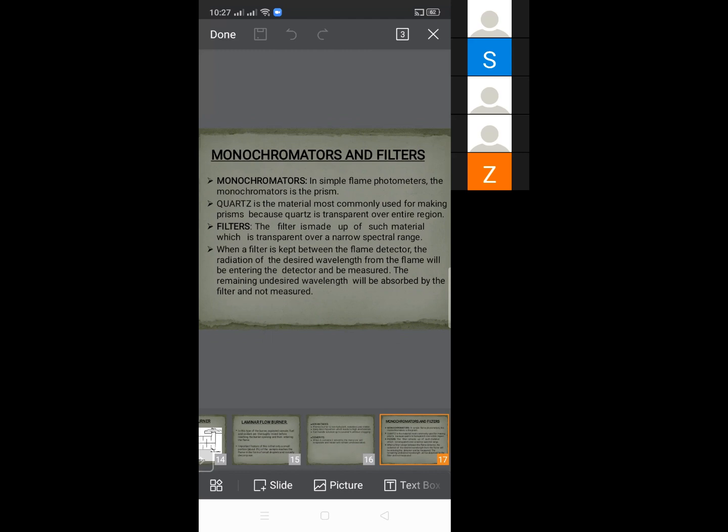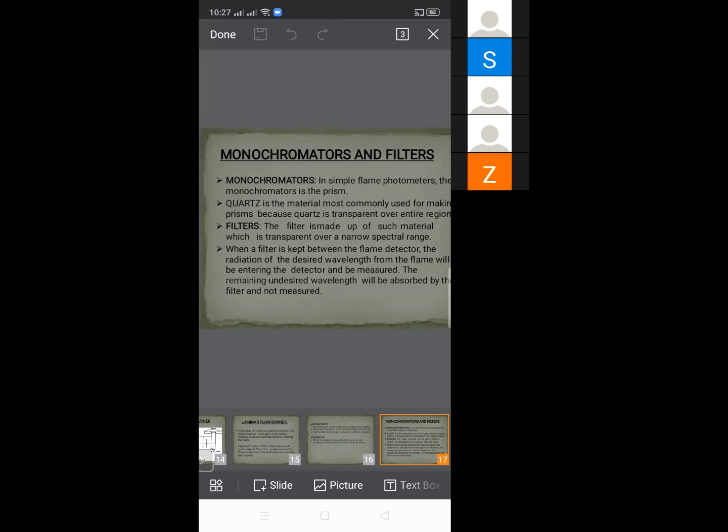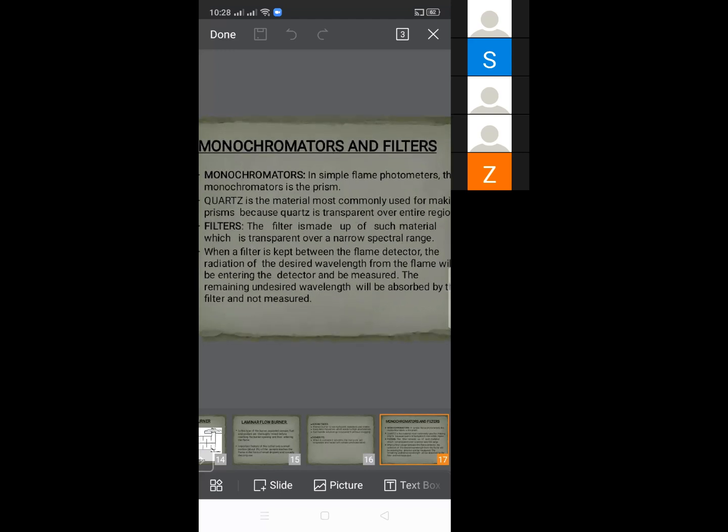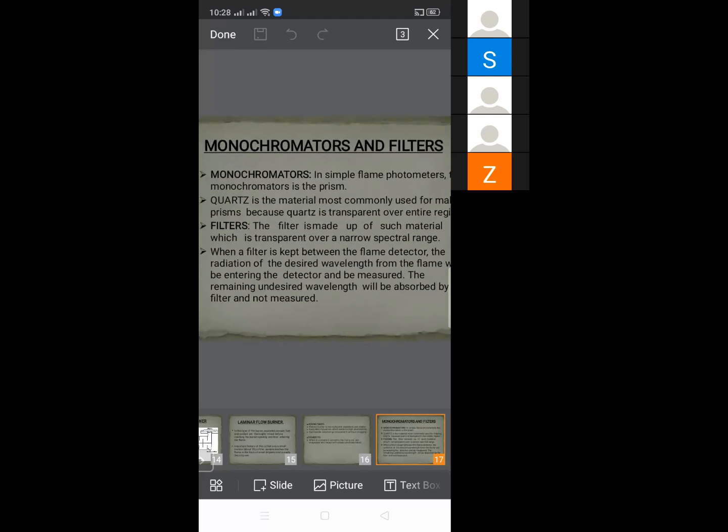Next, filters are also used in flame emission spectroscopy. What are filters? Filters are basically porous devices for removing impurities or solid particles from a liquid or gas passed through them. They are made of a material which is transparent over a narrow spectral range. Both monochromators and filters are made of material that should be transparent for flame emission spectroscopy. How are they used in flame emission spectroscopy?